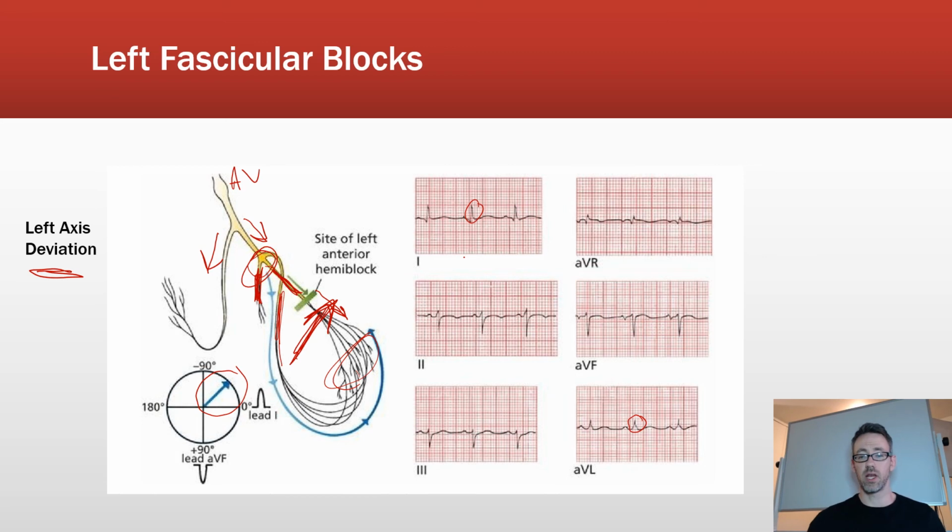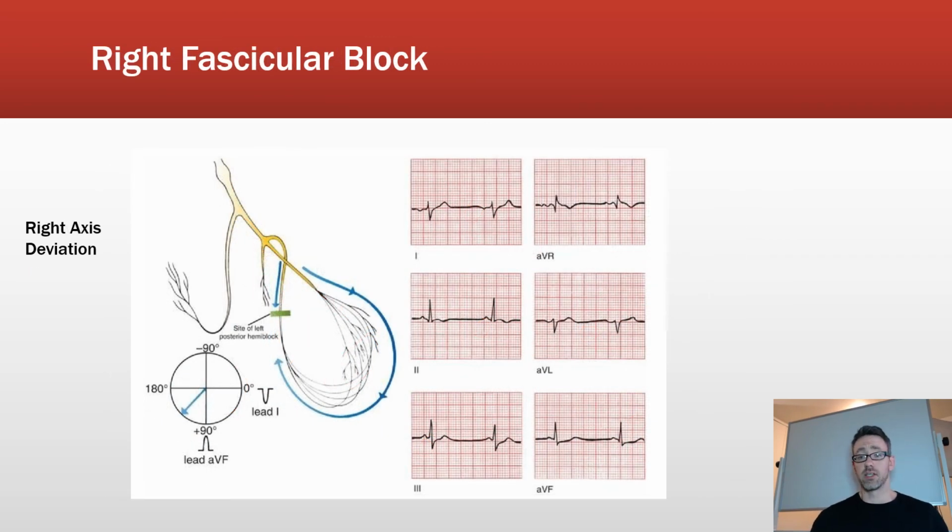So it's upright in 1 and aVL, and it's more downward going in 2, which means it's actually somewhat moving away from 2. And I can't really see any good isoelectric complexes here or good biphasic waves. It looks like it's moving away from 3 and away from aVF. So this definitely suggests, without calculating it out specifically, that it's negative 30 or less than, or more negative than negative 30. So therefore, a left axis deviation.